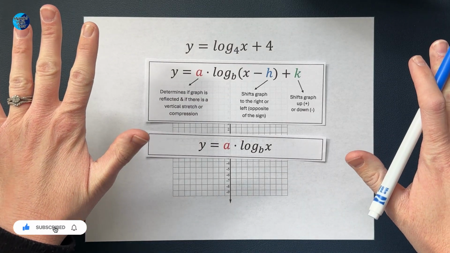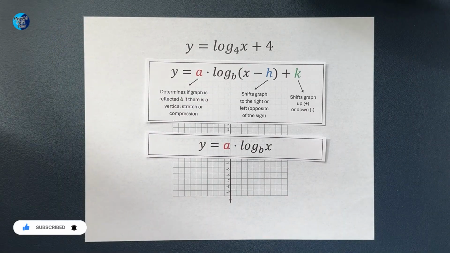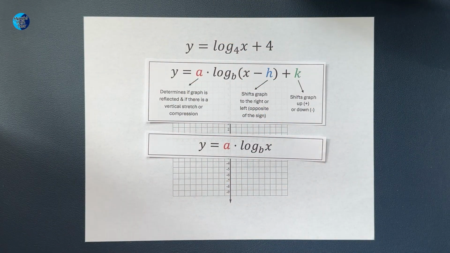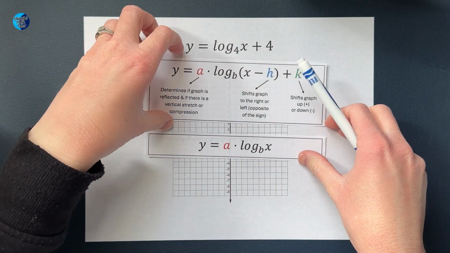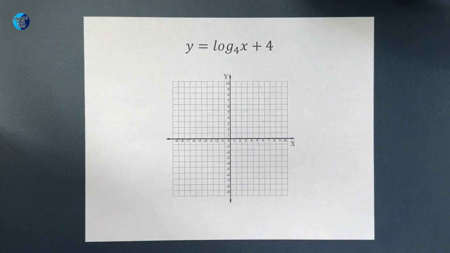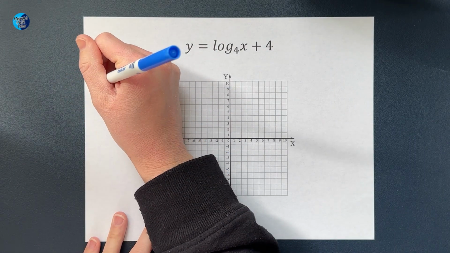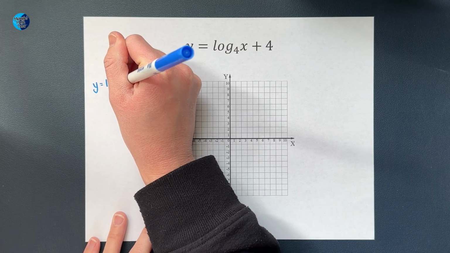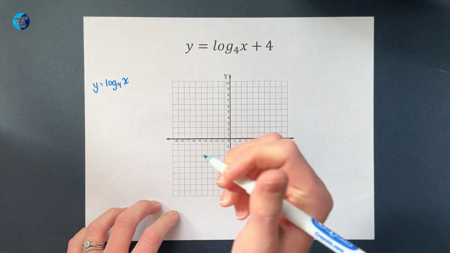Again, don't leave me if you're feeling confused. We'll go slow. Now, in this particular graph, a is technically 1. We don't have to worry about it. So we are going to, if I can pick up the papers, there we go. Okay, we are going to use the parent graph of y equals log base 4 of x.